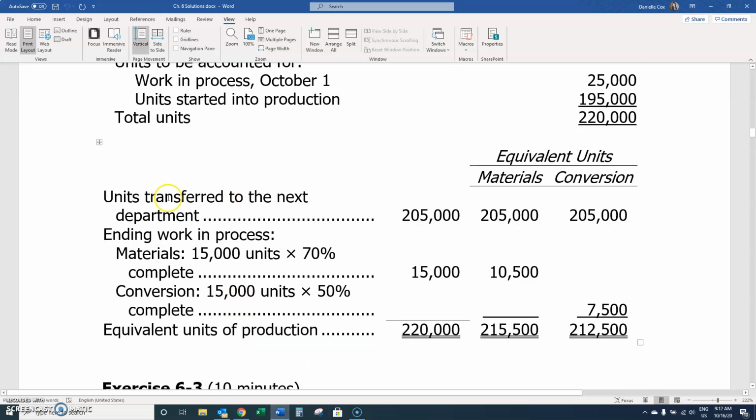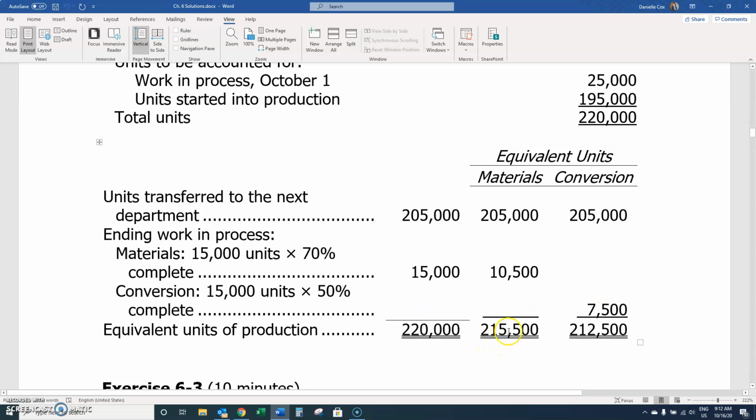So, units transferred to the next department, 205,000. So they're completed. So they're completely done materials-wise and conversion. Ending work in process. So materials and conversion, both were 15,000 units, but materials were 70% complete. So equivalent units, 70% of the 15,000. So 10,500. And for conversion, 15,000 were 50% complete. So that's what we're saying is that's equivalent to 7,500 units being fully complete.